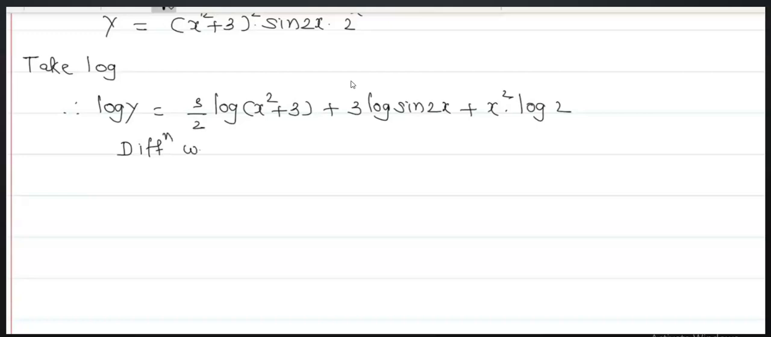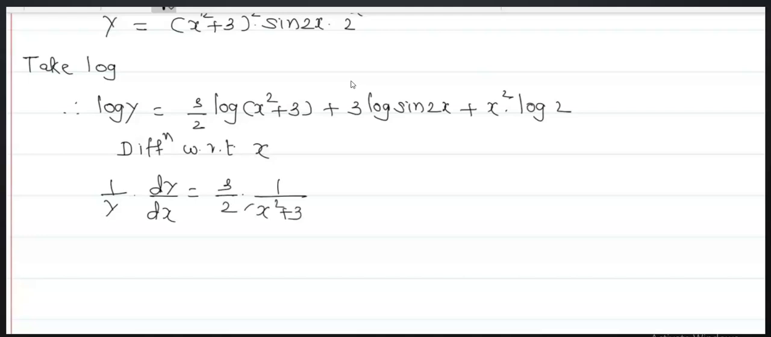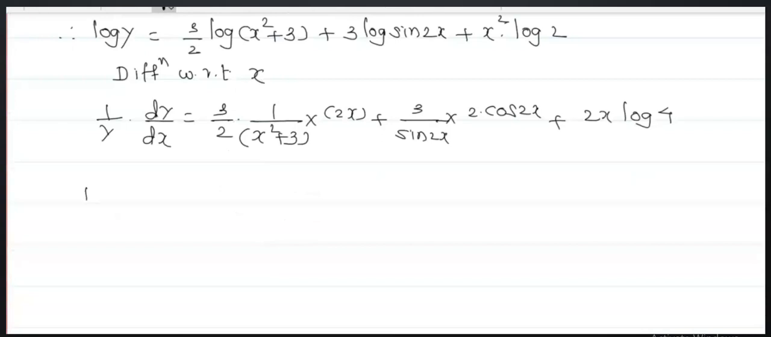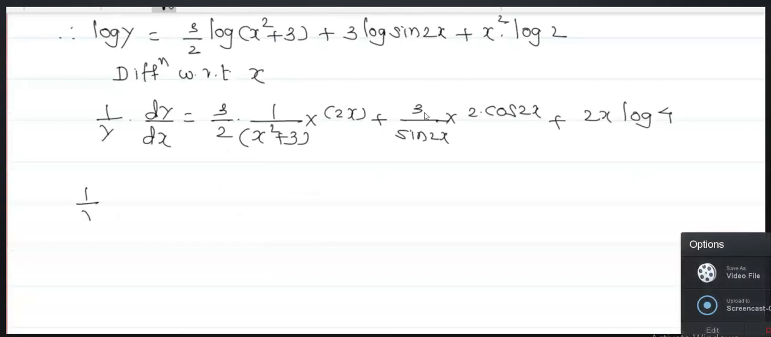Now differentiate this with respect to x. The derivative of log of y is 1 upon y into dy by dx. Then 3 by 2 into 1 upon x square plus 3 into the derivative of x square plus 3, which is 2x. Then 3 upon sine of 2x into the derivative of sine of 2x, which is cos of 2x into the derivative of 2x, which is 2. This is very important. Since it is a composite function, the derivative of sine of 2x is cos of 2x into the derivative of 2x, which is 2. Now the derivative of 2 raised to x square is 2x into log of 2.